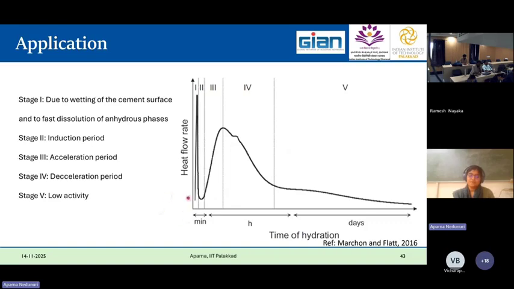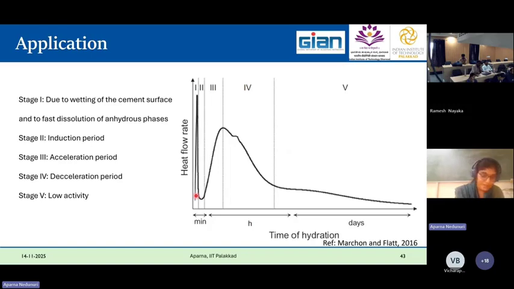So this is also called wetting of the surface, due to which there is a rapid increase in your heat. That is why there is an increase, and this increase also corresponds to dissolution of different ions from your anhydrous phases, which is a raw OPC that we are talking about. After some time, there is a deceleration, meaning the rate at which the dissolution is happening has decreased.